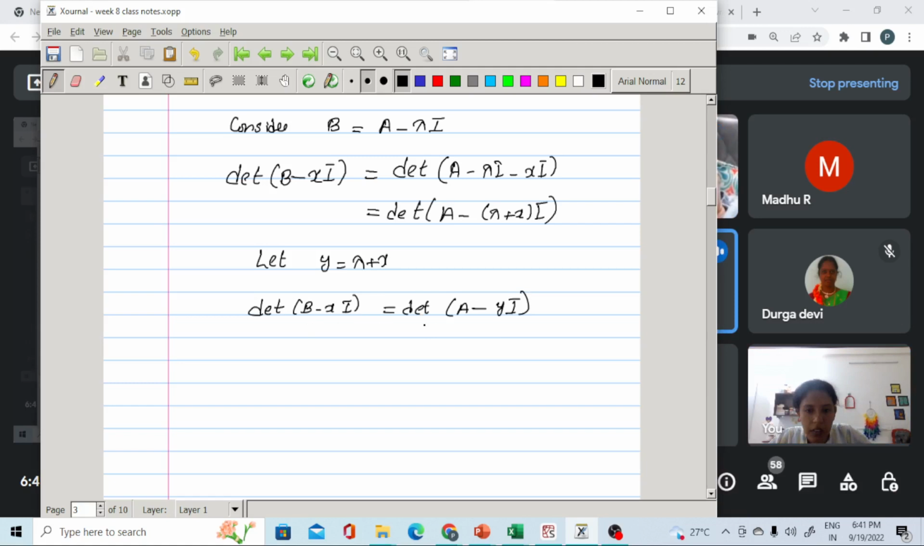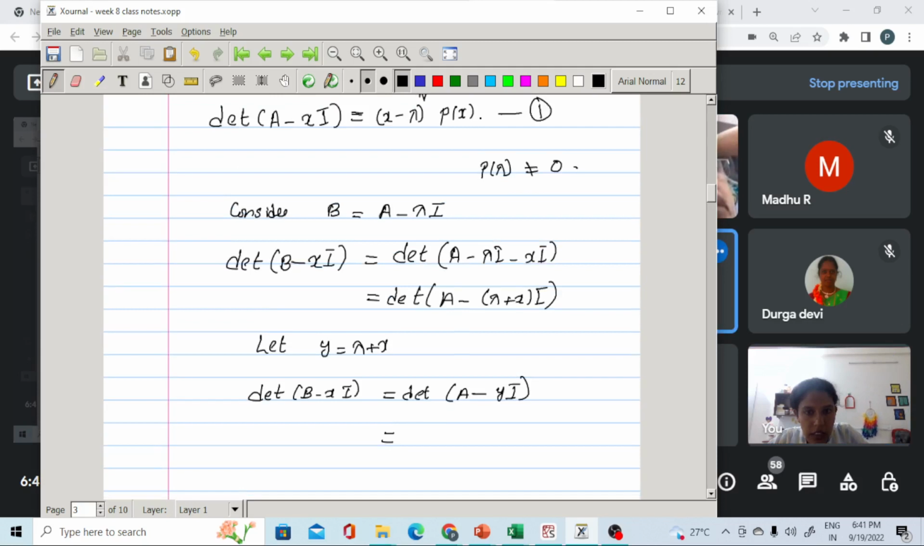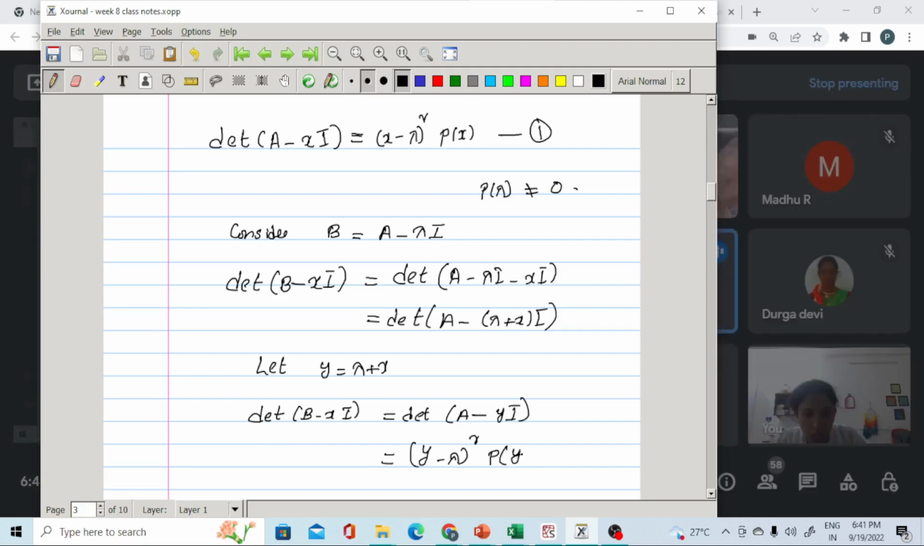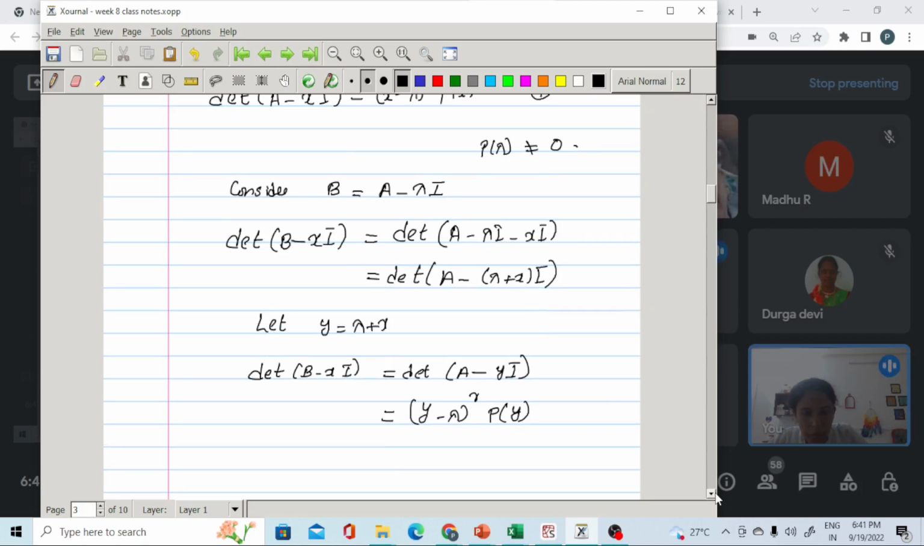So the determinant of B minus xI is the determinant of A minus yI. Then how can we write the determinant of A minus yI using equation 1? It is (y minus lambda) raised to r times p of y. I am replacing this y with the term lambda plus x.